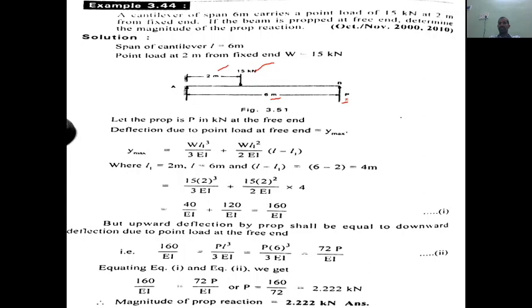No need to draw any shear force and bending moment. Anyhow, once the prop reaction is calculated, then drawing of shear force and bending moment you may calculate easily. So let us write what are the given data.